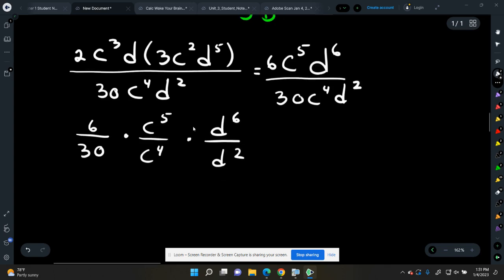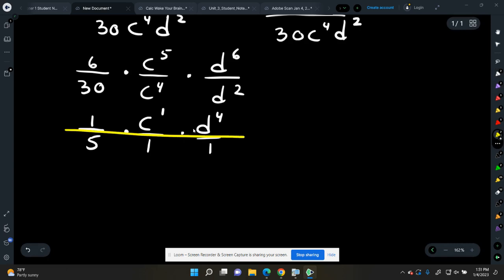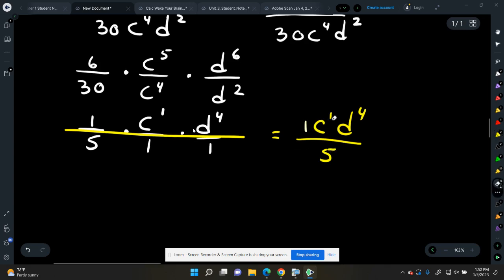Okay? So we know that 6 over 30, that's 1 over 5. Now I have 5 c's on the top and 4 c's on the bottom. That's going to leave me with 1 c on the top. And then we have 6 d's on top and 2 on the bottom. That leaves me with 4 of them on top. Now we're going to go ahead and go straight across. So now I have c to the first, d to the fourth, over 5. We do not have to include that 1 or this one.